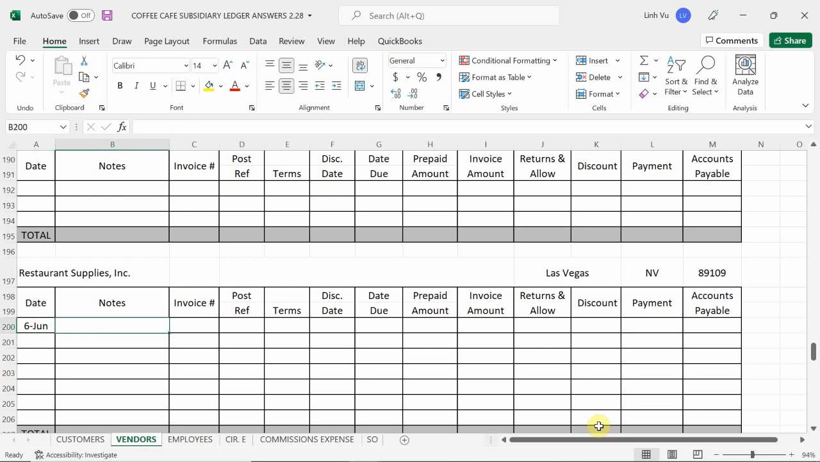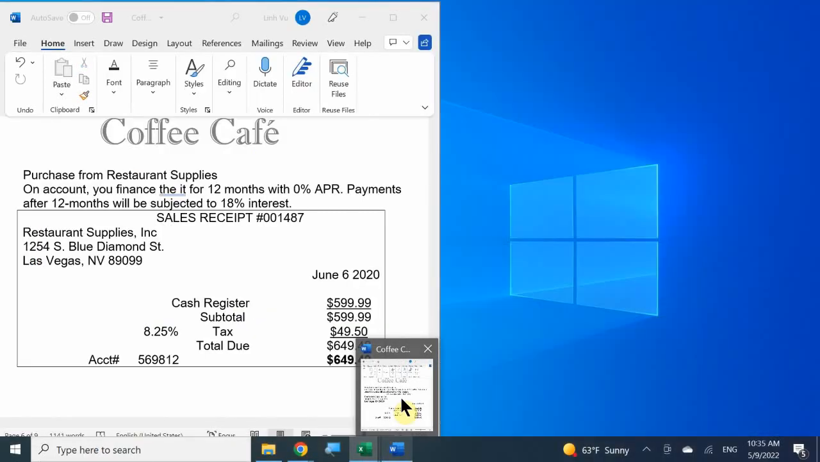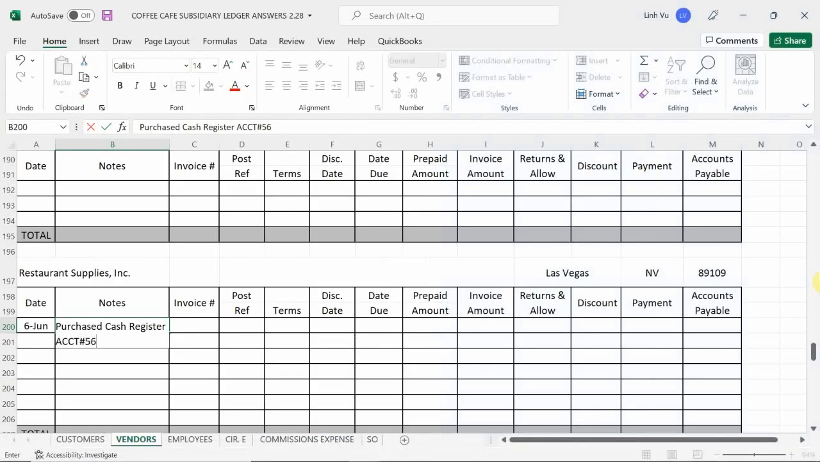Okay. What did you buy from restaurant supplies? You bought a cash register. Okay, I'm going to put purchase, cash register, on an account number. Let's see what my account number was. Account number 569812. Right, that's my account number. And I made a 12-month 0% APR. Okay.